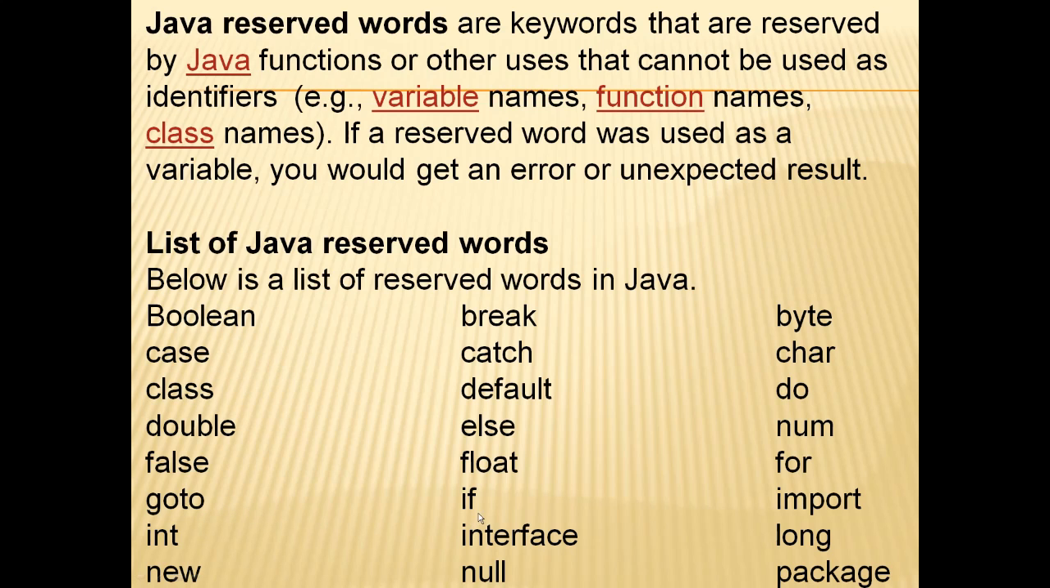If is used for a condition. Import is a keyword related to the package. Int is the data type for a value without a decimal. Interface. Long is also a data type. New is a keyword. Null is used for a null value, zero value. Package is the name of the library or package.